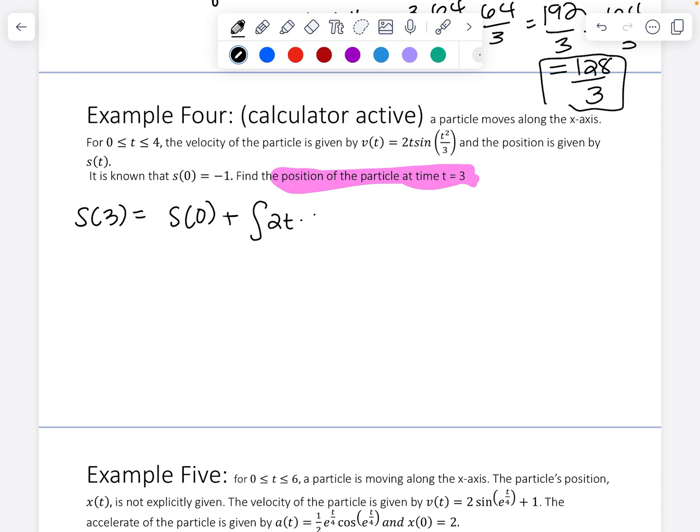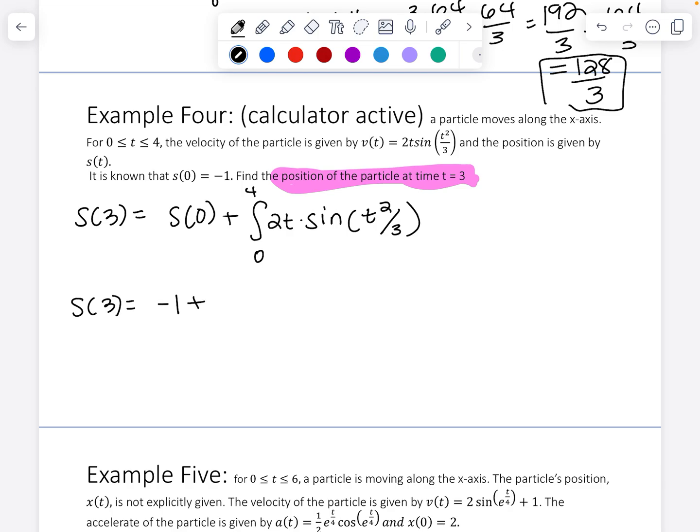the velocity function. And technically, you guys do have the skills to solve this one using U substitution, but it's a calculator active problem, so you should use the calculator. Also, we're trying to figure out how much its position changed from 0 to 4, so that's why 0 to 4 goes here. And so I'm going to use the calculator to do this. I'm not going to waste my time trying to do this by hand. So real quick, s of 0 equals -1, it gives me that.